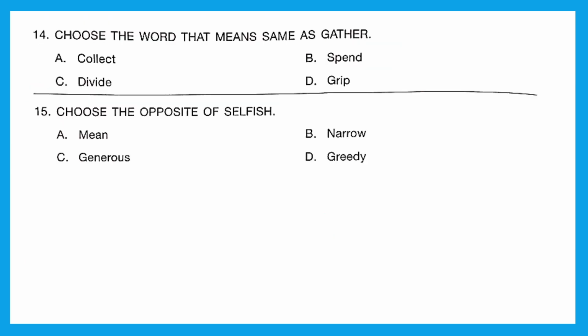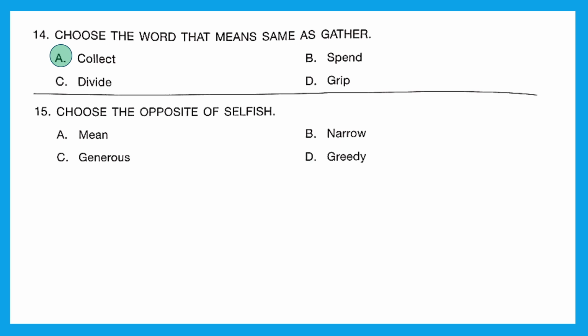Question 14. Choose a word that means same as gather. And what does gather mean? Gather means to come together or bring several things together. Okay. So let's see. Collect, spend, divide or grip. Which one means gather? The right answer is option A, collect. Collect and gather both mean to come or bring several things together.